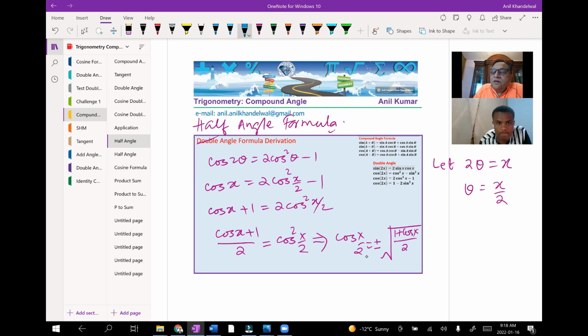You have a choice now. The choice depends on which quadrant you are in. So you know the CAST rule. If x by 2 is in the first quadrant, then it is positive. But if it is in the second or third, it is negative, and it is positive in quadrant number 4. So depending on where x by 2 is, we can choose the sign plus or minus. You get the idea? So that is how we get the half angle formula for cosine. Is that clear to you?